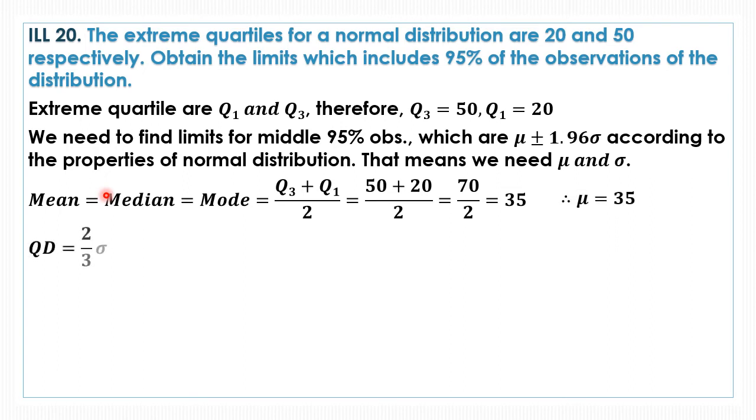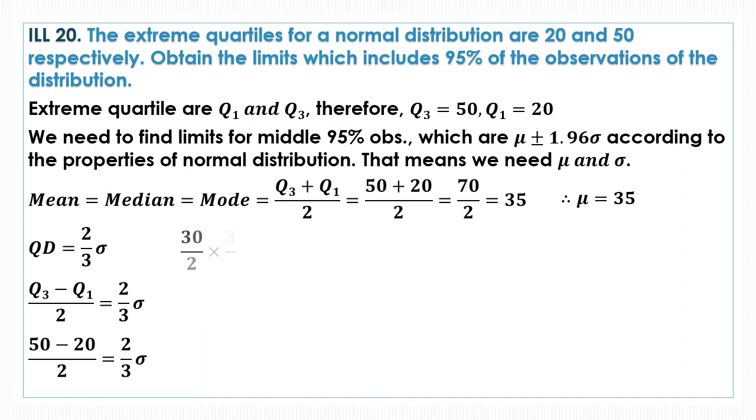Next, we know that quartile deviation is 2/3 sigma. Now, why am I using quartile deviation? Just take your brains back to the 11th standard. Remember, what was the formula of quartile deviation? It was Q3 minus Q1 upon 2. So Q3 is 50, Q1 is 20, upon 2 is equal to 2 upon 3 sigma. Just change the sides. 50 minus 20 is 30 upon 2, and 2/3, when you change the side of it, becomes 3 upon 2. So the final answer here is sigma is 22.5.